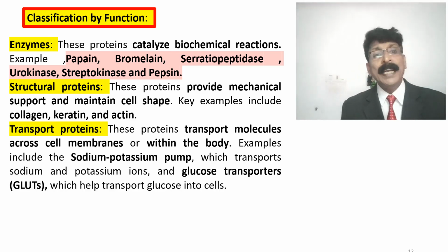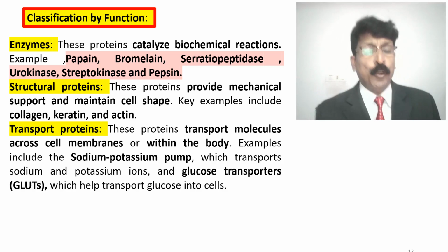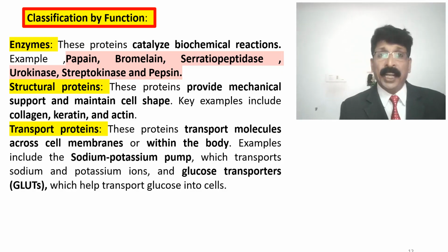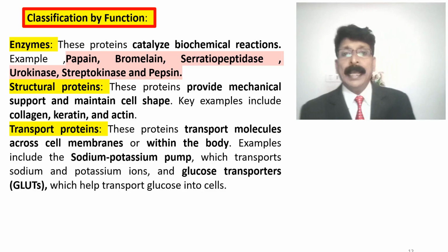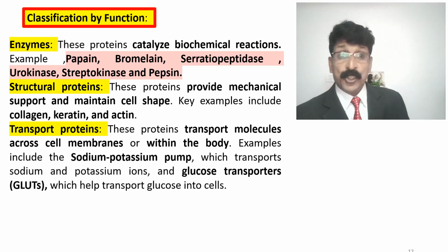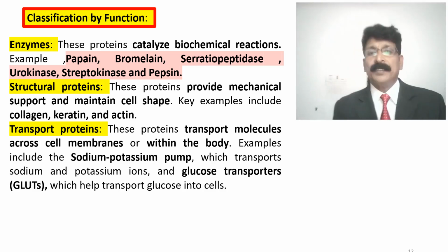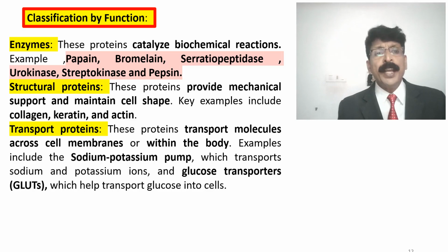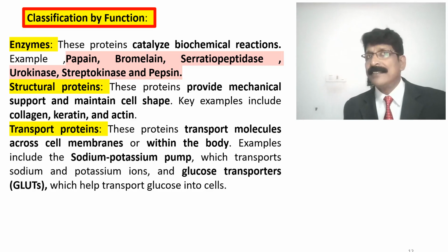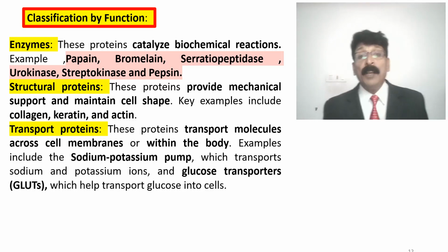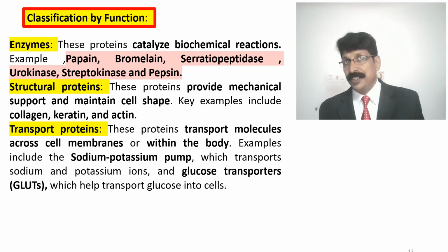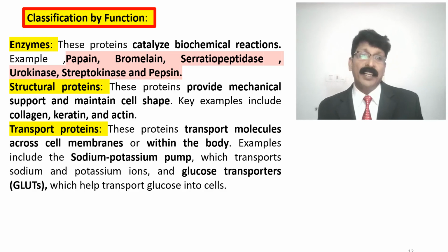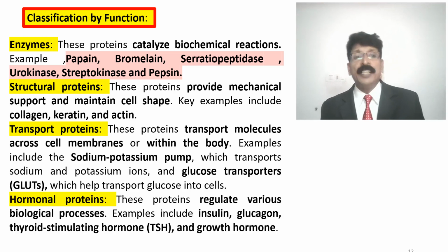Transport proteins. These proteins transport molecules across cell membranes or within the body. Examples include the sodium-potassium pump, which transports sodium and potassium ions, and glucose transporters, GLUTs. They help transport glucose into cells.